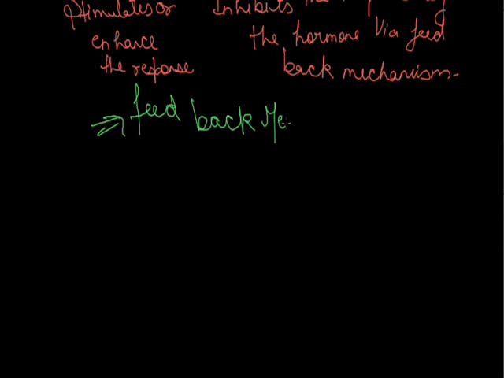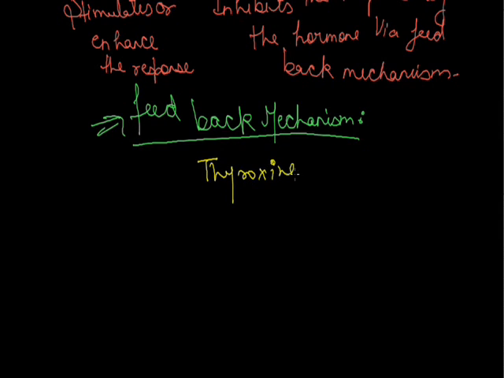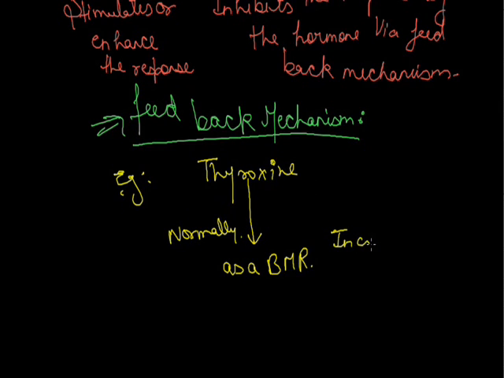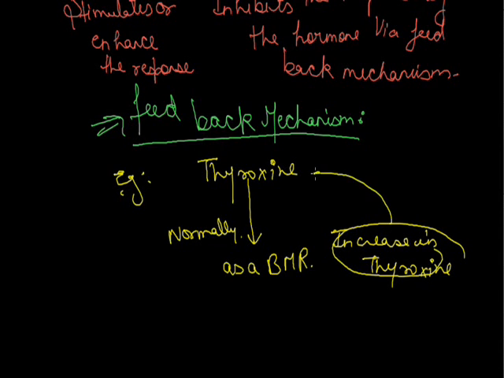Feedback mechanism is the mechanism in which we study that if a hormone, maybe thyroxine for example, is acting on BMR normally, but an increase in thyroxine will inhibit the release of thyroxine. That is called the feedback mechanism.